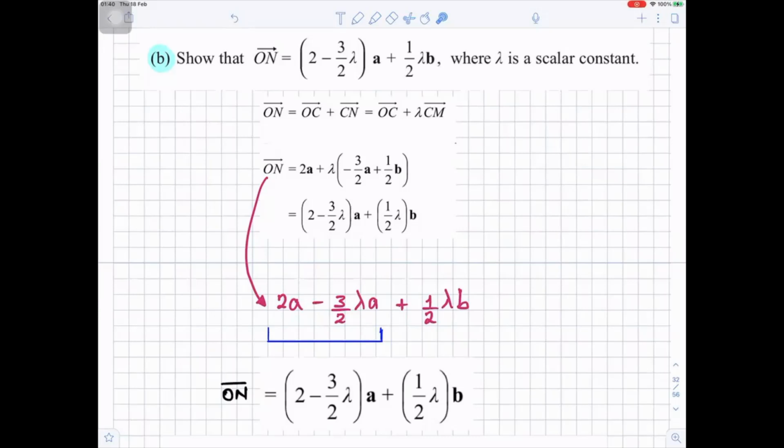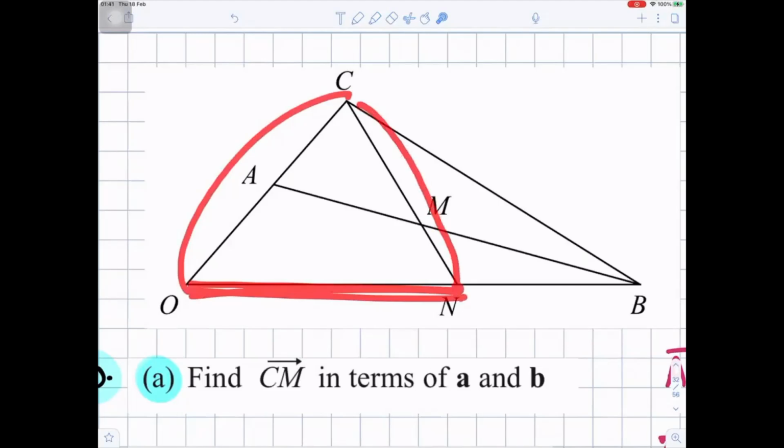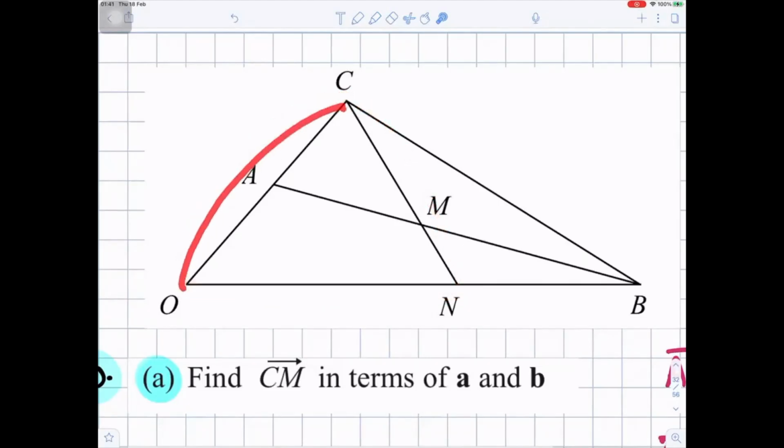We collect the like terms by factorizing. We collect the ones with A together and the ones with B together. So this would be 2 minus 3 over 2 lambda A plus 1 over 2 lambda B. That's what ON is. Remember from the diagram, to go from O to N is going from O to C and then from C to N. So O to N is the same as O to C plus C to N.